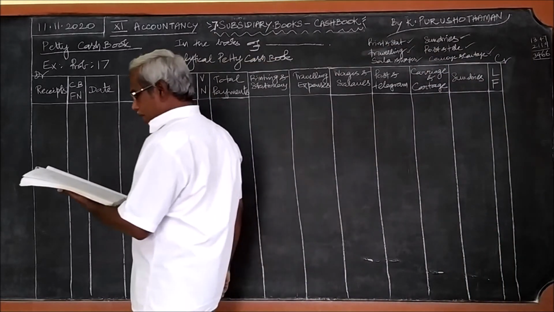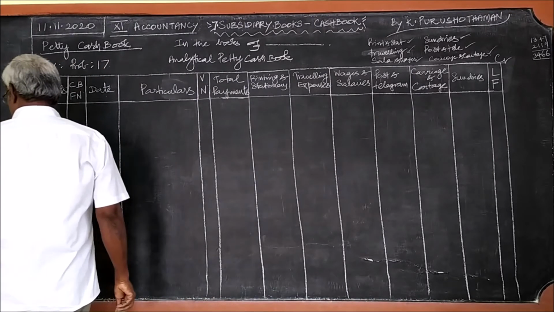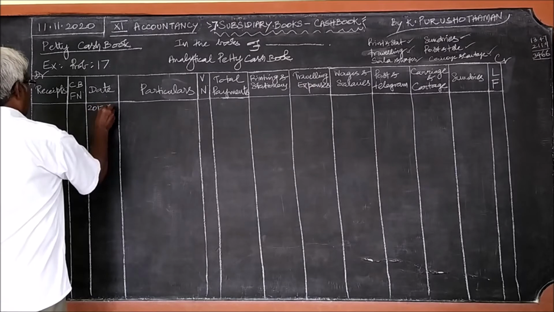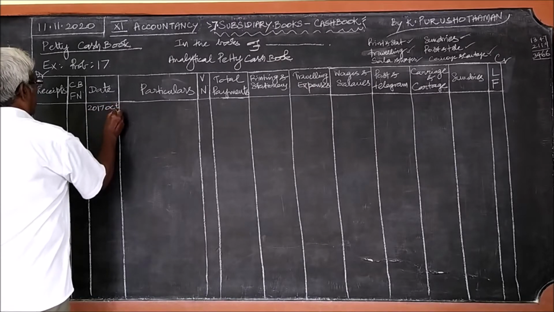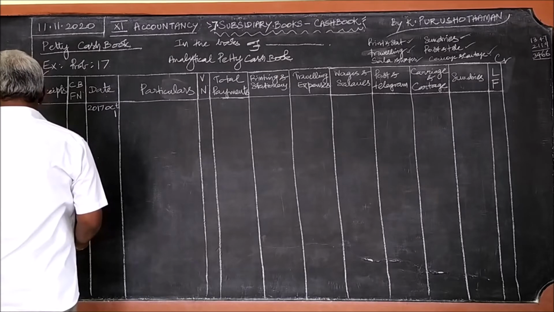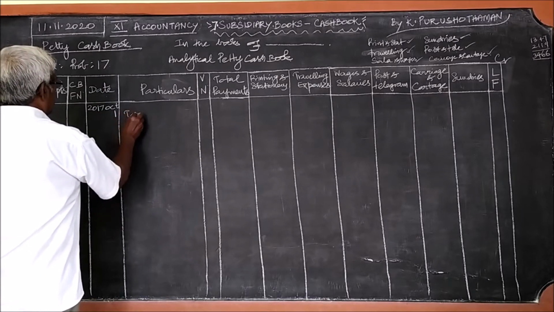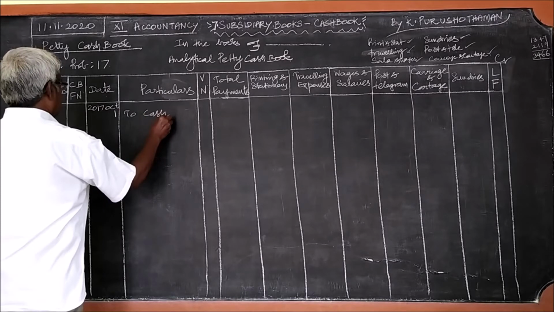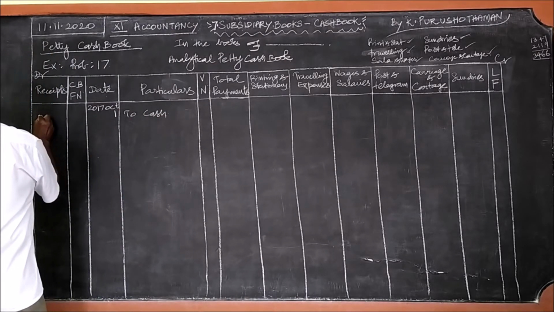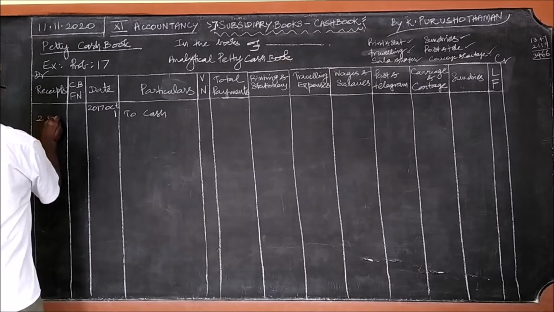What is the first one? Received from the cashier, 2017 October 1st. Received from the cashier to cash. The amount received, therefore, on the receipt side, 2,500.